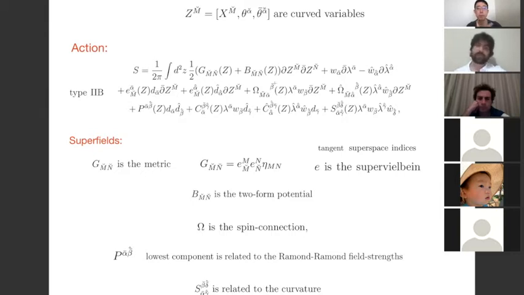So basically this action was constructed by Berkovits and Howe. And basically it's very general. So you have the metric. Here is the super vielbein that connects the curved with the tangent superspace index. Then you have the B field, then the spin connections, and the P contains all the Ramond-Ramond field strengths. So the formalism works for any flux. And this S is related to the curvature.